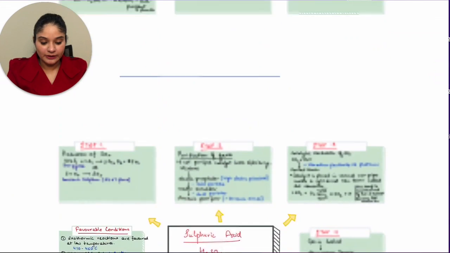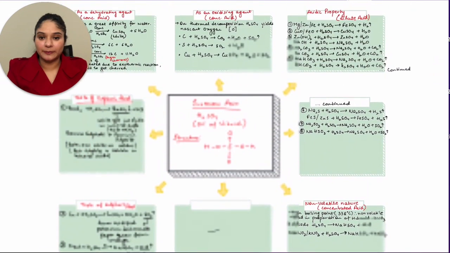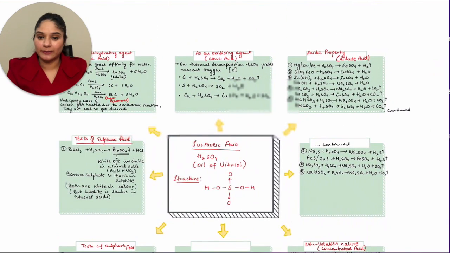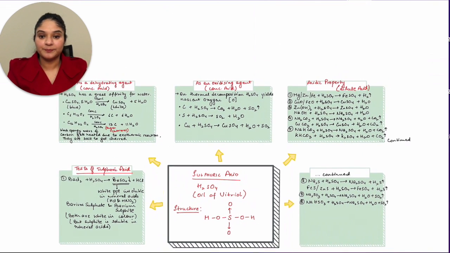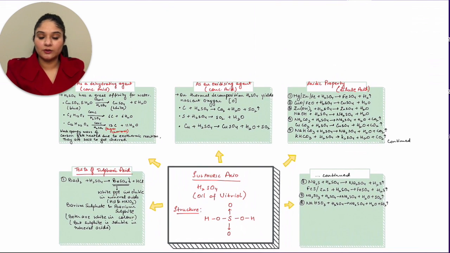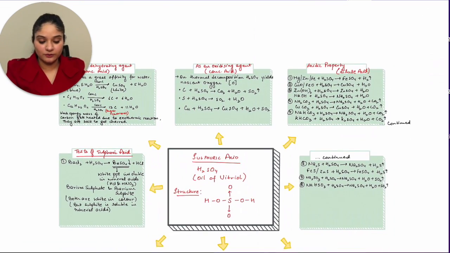So if you download this and get a printout, or you can make it on your own, then this is extremely sufficient for the preparation of sulfuric acid. You do not need to check out anything else from the book. This contains end-to-end everything from the chapter. So let's get started. For going through the video, I'll zoom in on every column and then we discuss it. So let's get started with the first part.